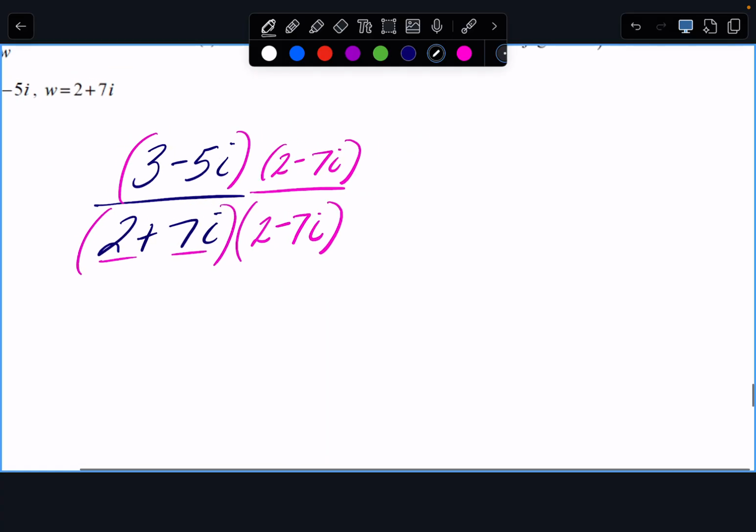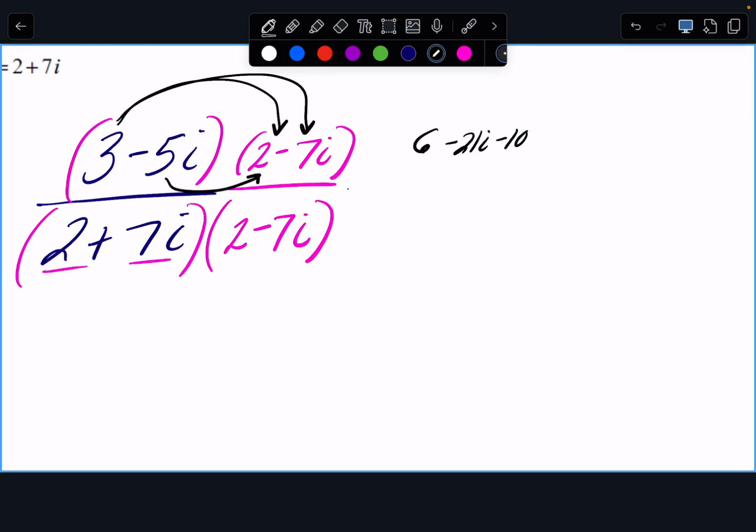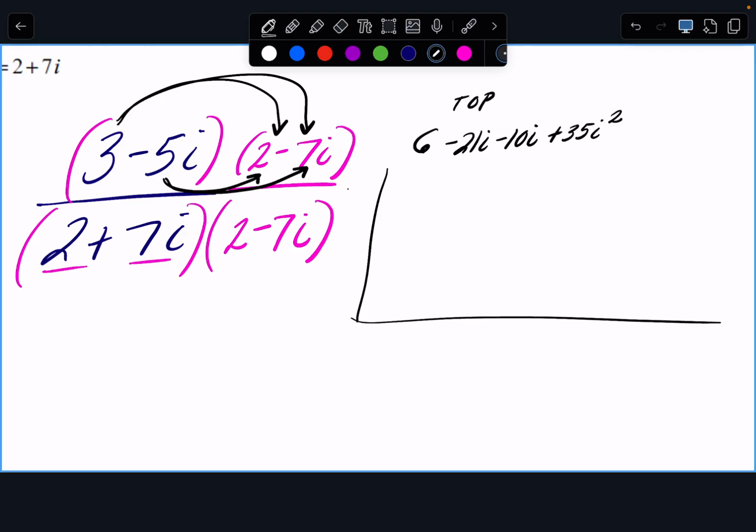So now the top's going to be kind of a nasty bugger, but let's go for it. 3 times 2 is 6. 3 times negative 7i is negative 21i. Negative 5i times 2 is negative 10i. Negative 5i times negative 7i is positive 35i squared. This is the top. I'm going to focus on the top for a minute if you don't mind. So then I would have a 6 minus 31i.